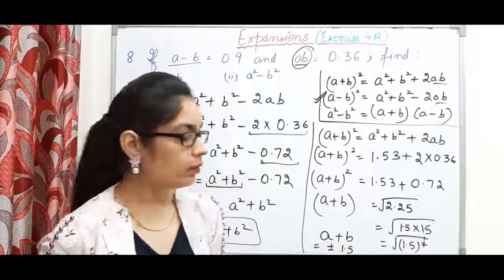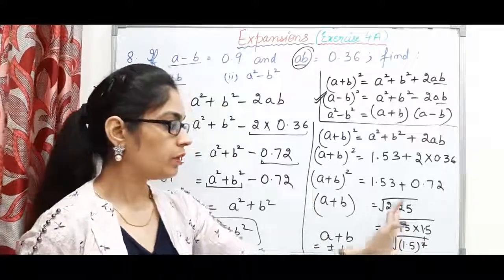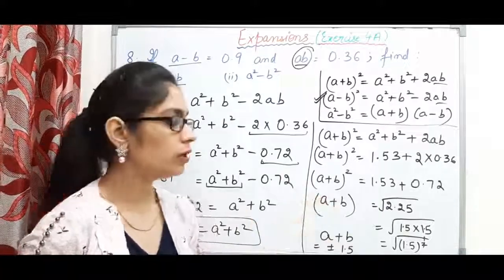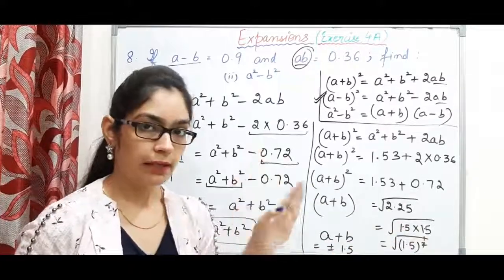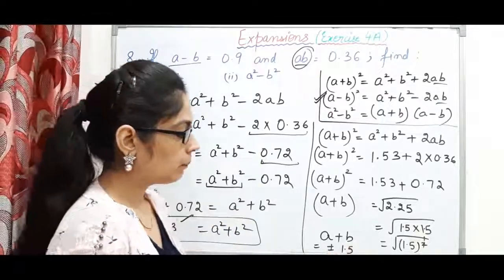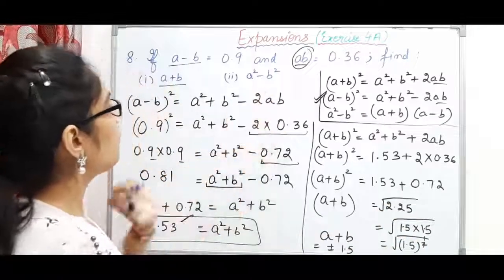Like I have already told you, when the value is in the form of a square root, so 1.5, if I take plus 1.5, its square is also 2.25. When I take the square of minus 1.5, it will also be plus 2.25.